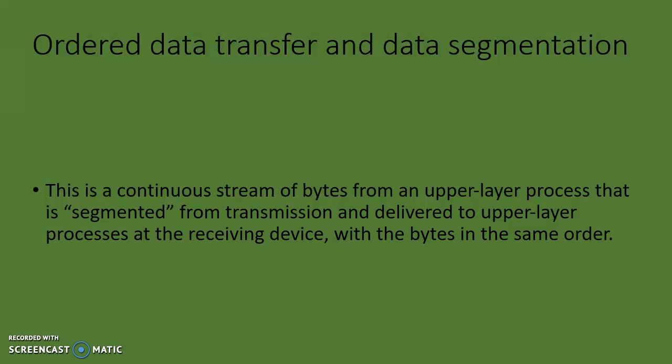Ordered data transfer and data segmentation. This is a continuous stream of bytes from an upper layer process that is segmented for transmission and delivered to upper layer processes at the receiving device with bytes in the same order. So this is just making sure everything stays in the same order. Data is going to be sent in segments, but it's all going to stay the same. So basically what's at the front end is going to stay at the front end, the back end is going to stay at the back end, and what's in the middle is going to stay in the middle. This makes sure that this goes first, then this, so things hopefully don't get all jumbled up and errors occur.